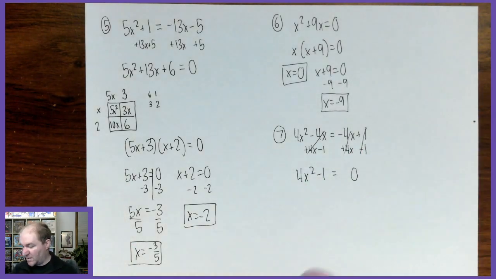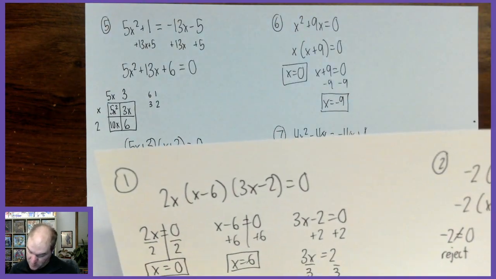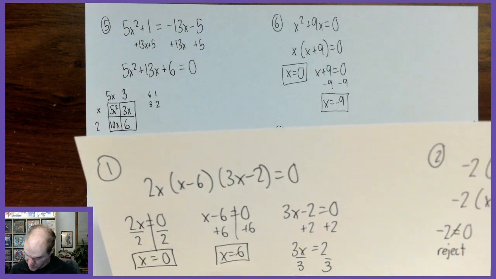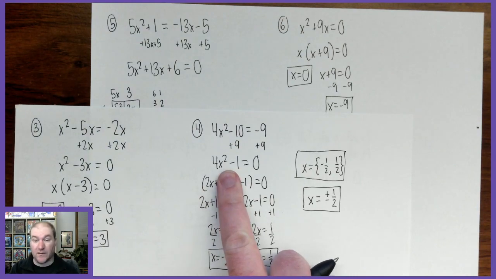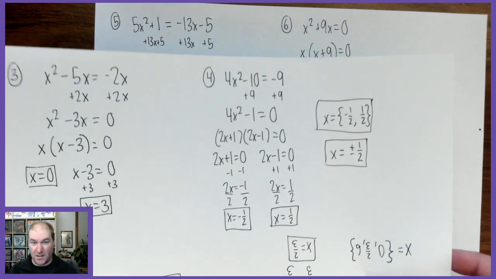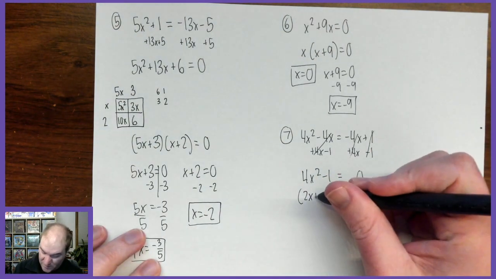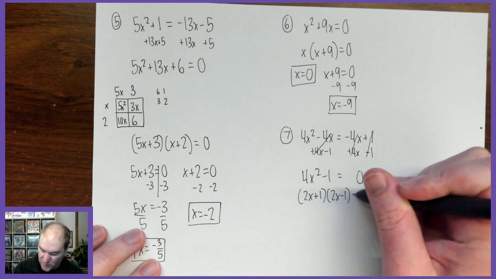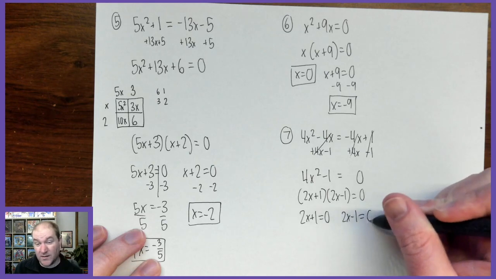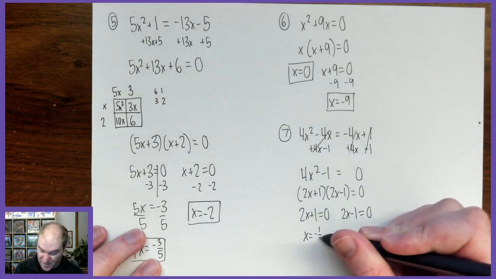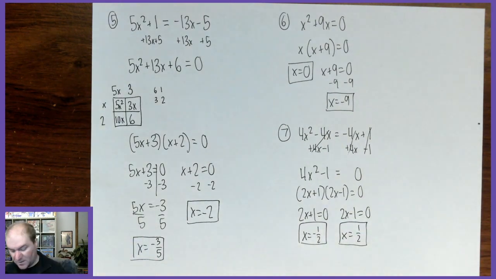We've already done this problem, right? Yeah, 4x squared minus 1. Where is it? Yeah, 4x squared minus 1 right there. We've already done this problem, so we already know the answer. I'll copy it down just to be complete. I would factor that by doing 2x plus 1 and 2x minus 1. And 2x plus 1 is equal to 0, and 2x minus 1 is equal to 0. x is going to be negative a half here, and x is going to be positive a half here. And there we go.